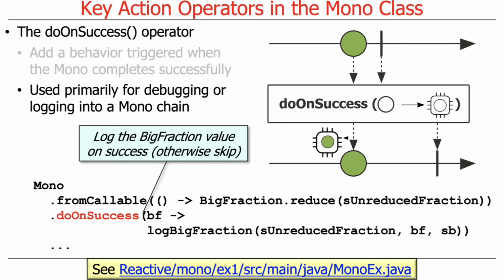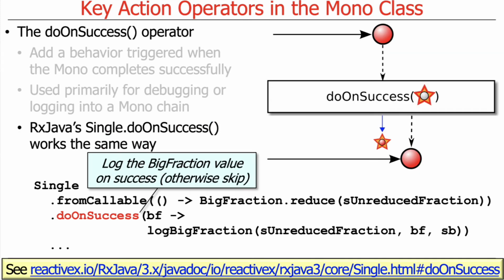And here's an example of how we might do this. We might have mono from callable, where we get a reduced big fraction, and then, assuming that succeeds, we go ahead and take the value, the big fraction value, and we go ahead and log it. But the big fraction will remain unchanged. It'll be passed straight through. And we'll show this when we look at the example here in more detail.